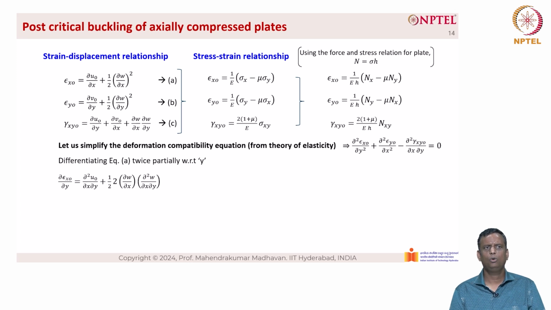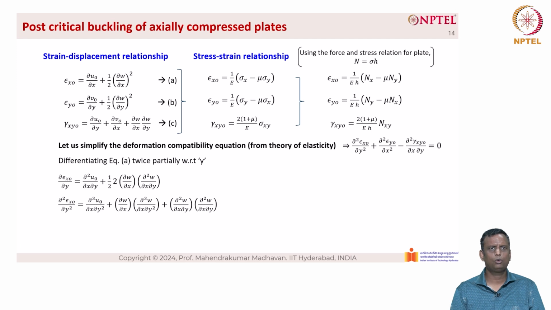So we have dou epsilon x naught divided by dou y equal to dou square u naught divided by dou x dou y plus half into dou w by dou x the whole square, which when we differentiate it, we have 2 into dou w by dou x into dou square w by dou x dou y. So when we differentiate again, we have dou square epsilon x naught divided by dou y square equal to dou cube u naught divided by dou x dou y square plus, in the previous term, 1 by 2 and 2 get cancelled. So we have dou w by dou x, and then when we differentiate, dou square w by dou x dou y square, we have dou cube w by dou x dou y square plus dou square w by dou x dou y into dou square w by dou x dou y.